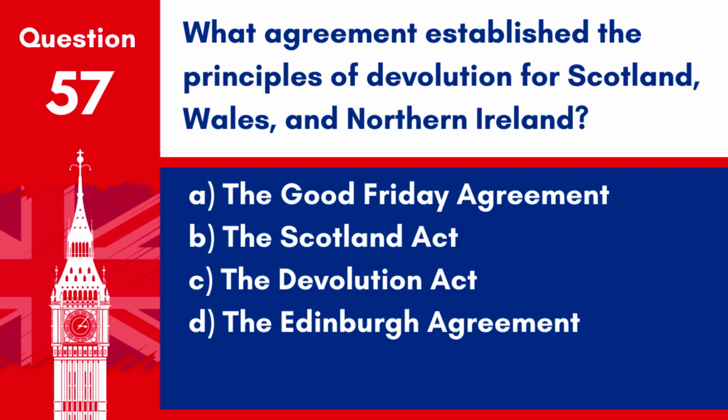Question 57. What agreement established the principles of devolution for Scotland, Wales and Northern Ireland? A. The Good Friday Agreement. B. The Scotland Act. C. The Devolution Act. D. The Edinburgh Agreement. Answer: B. The Scotland Act. The Scotland Act of 1998 was instrumental in establishing the framework for devolution in Scotland, allowing it to have its own parliament with powers to legislate on various issues.